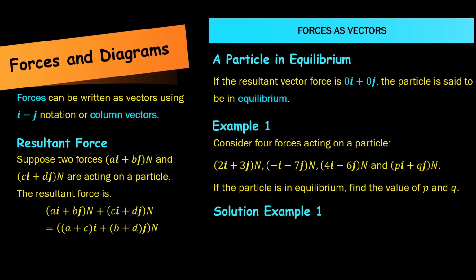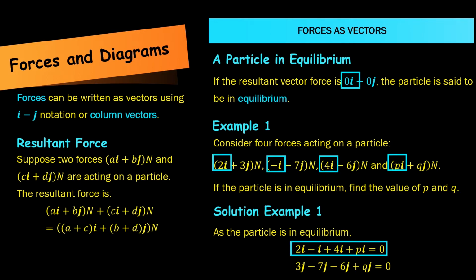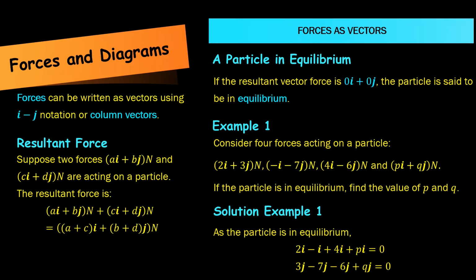So let's solve this. As the particle is in equilibrium, we have that all the i values, or all the forces in the i direction, added together equals 0, and all the forces acting in the j direction added together equals 0. And so we can solve for p and q. The first equation implies, after tidying up, that p equals -5. And the second equation, after tidying up, implies that q equals 10.